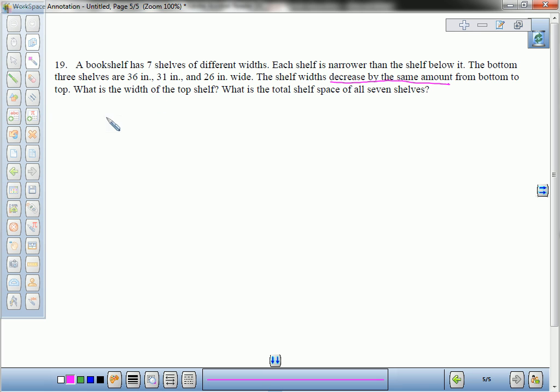Arithmetic. So my first one is 36. My next one is 31. My next one is 26. What would the next one be? 21. What would the next one be? 16. And what would the next one be? 11. That's 1, 2, 3, 4, 5, 6. How many did it say we had? 7. So the last one would be 6. We didn't even need a formula, did we?